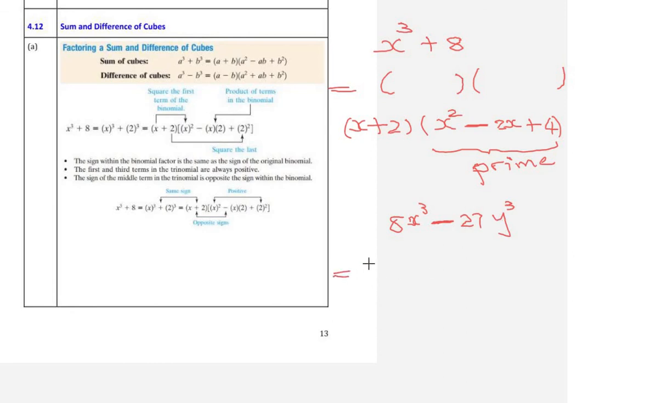So then there must be a small bracket and a big bracket. The big bracket will be prime. So what comes in the first position here? The cube root. So 2 times 2 times 2 and x times x times x. The same sign. So then the cube root there. So 3 times 3 times 3 and y times y times y. Okay, so I'm done with the first bracket.